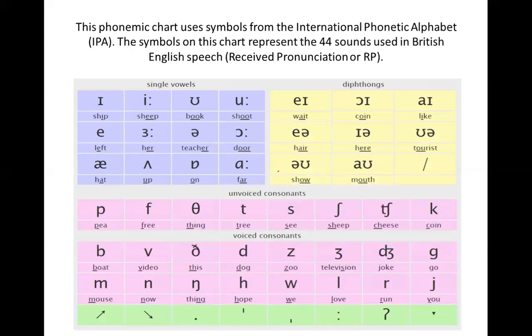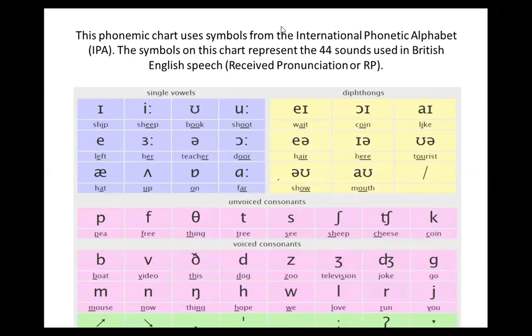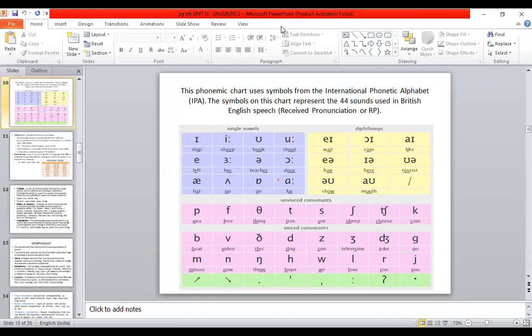So I'm sure you all are familiar with this, what do you call the phonetic chart, the phonemic chart. Okay, it's called the IPA, International Phonetic Alphabet, IPA.